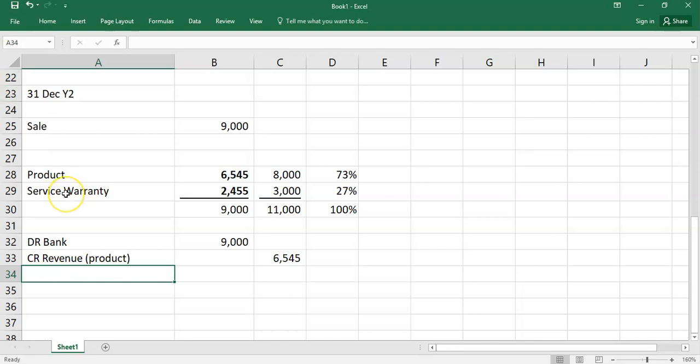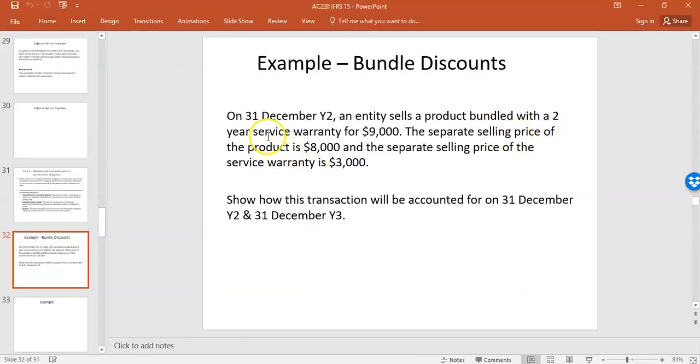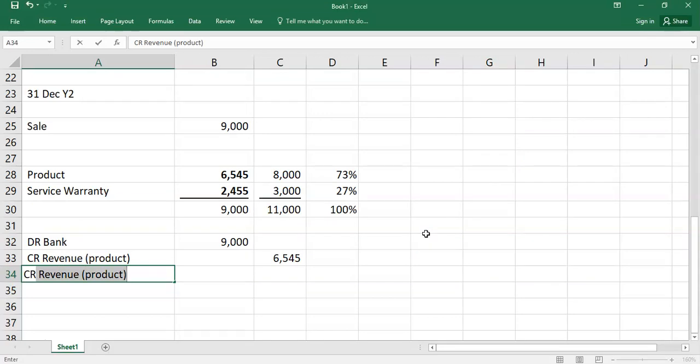Whereas for the service warranty, that's time dependent. That service warranty is a 2-year service warranty from essentially January year 3 to December year 4. And you only recognize that over time. Remember that step 5 is the recognition. So for now, you're going to credit deferred revenue, and that's to do with the 2455. The reason it's all deferred, and that will be split between current liabilities and non-current liabilities. So that's actually in the liability section of the statement of financial position.